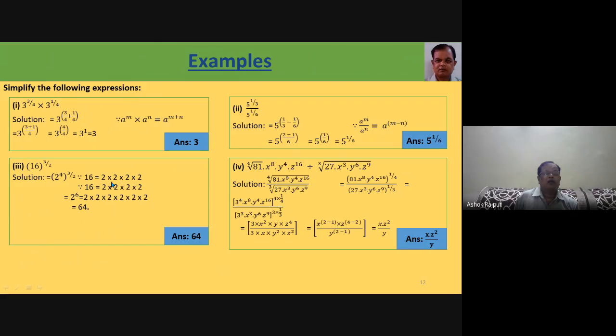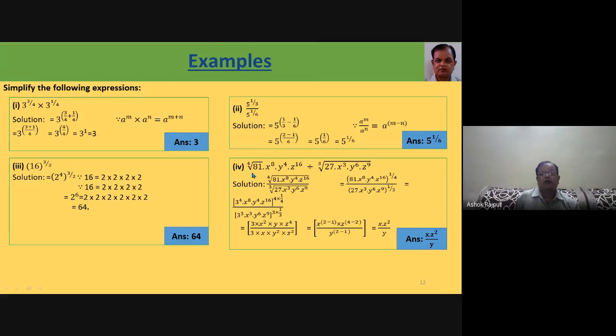16 can be written here as 2 into 2 into 2 into 2. Then, as we have written here, it is repeated, so we can write 2 raised to the power 6, and it is multiplied. Here we have the first problem: 2 raised to the power 4 into 3 by 2, and 4 is cancelled, 2 to the 4 and 2 to the 6. So after multiplying, we have got 62.